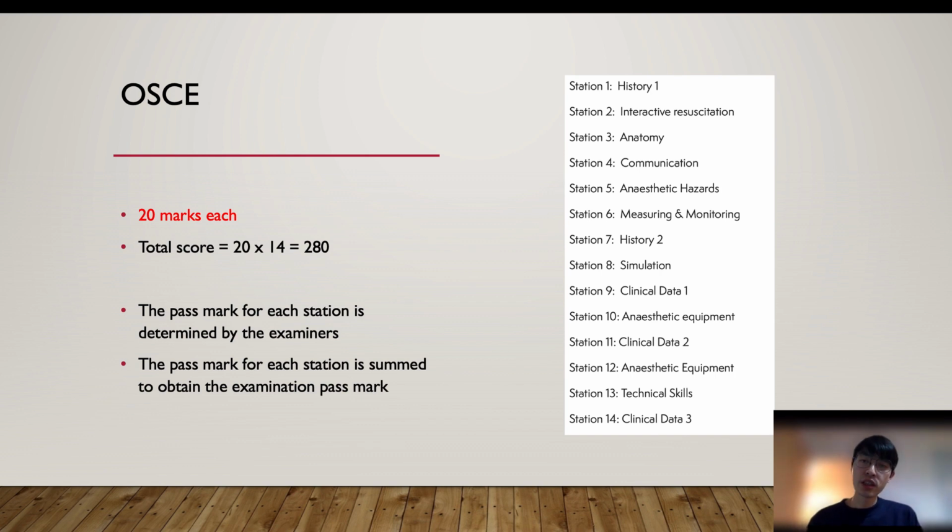Each OSCE station carries 20 marks. 14 stations give you a total of 280. The pass mark for each station is determined by the examiner board, and the station pass marks are summed together to derive the overall OSCE pass mark.